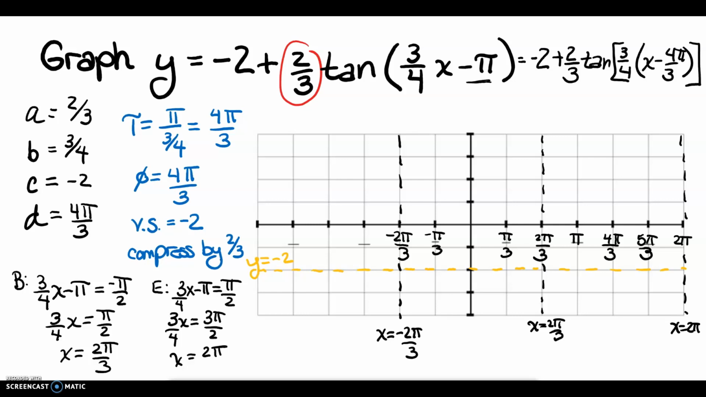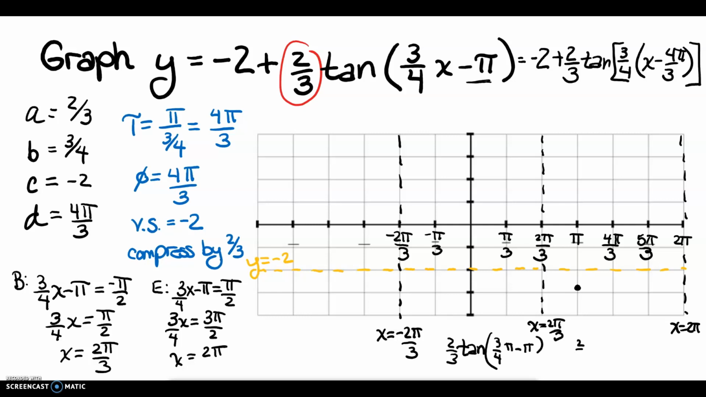Okay, so now I just have to do some quick calculations. Tangent of 3/4 pi minus pi. I'm going to multiply that by 2/3, and then I'm going to subtract 2 from that. So what do I get here? I get -pi over 4. Tangent of -pi over 4 is -1, so that's a -2/3. And then when I subtract 2, I get -2 2/3.